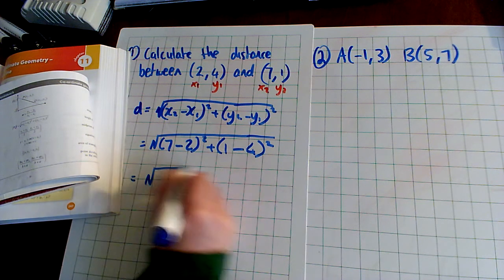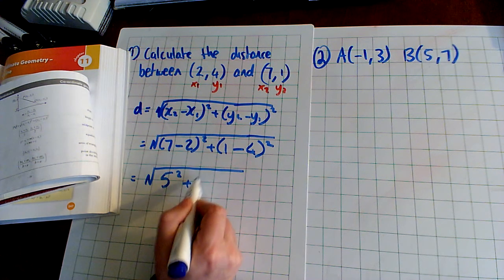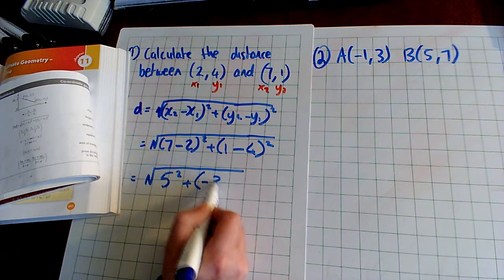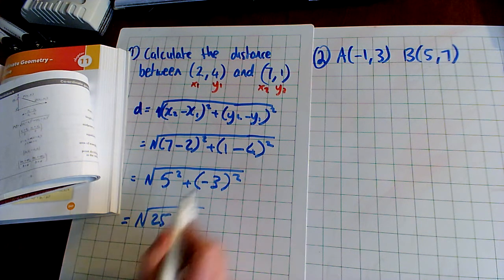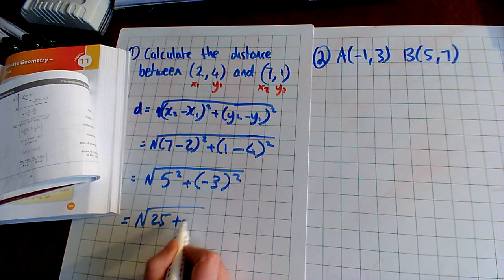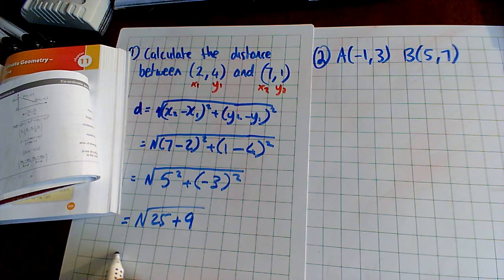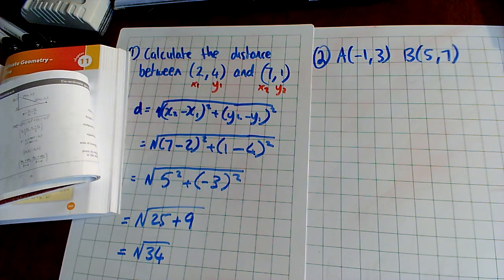is equal to, and leave your square root sign, so 7 minus 2 is 5 squared, plus 1 minus 4 is minus 3 squared. So 5 squared is a nice easy one, 25. Now minus 3 squared, or 3 squared, whichever it turns out to be, is always going to be a plus. Anything squared is always going to be a plus. So you end up with the square root of 34. The distance between those 2 points is the square root of 34. Usually they probably ask you to leave it like that. Otherwise, if they ask you for a decimal, you just put that into your calculator.